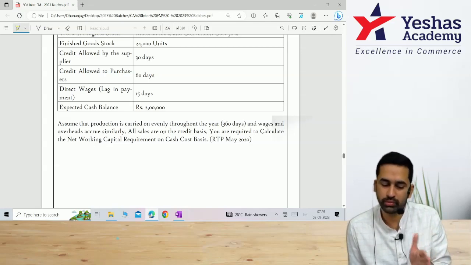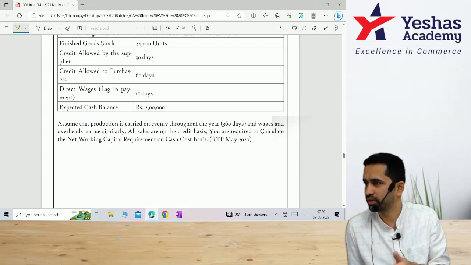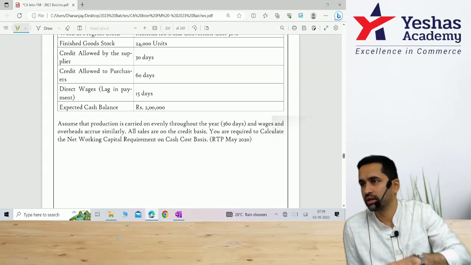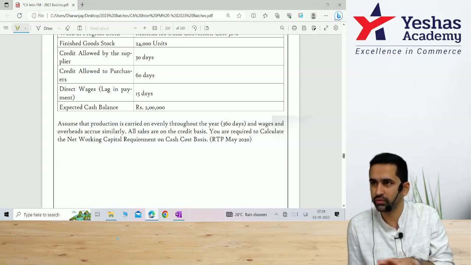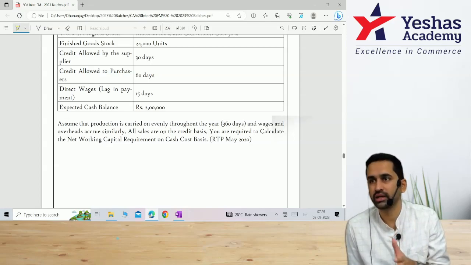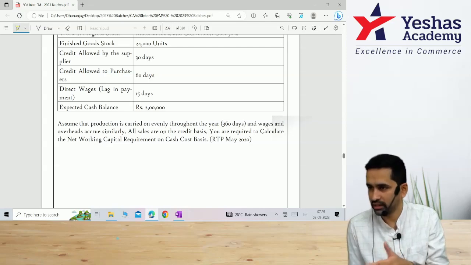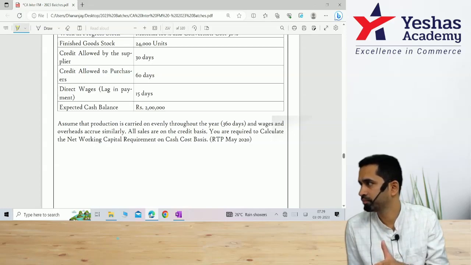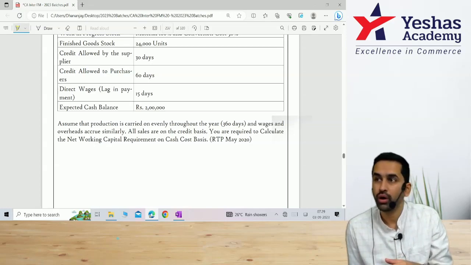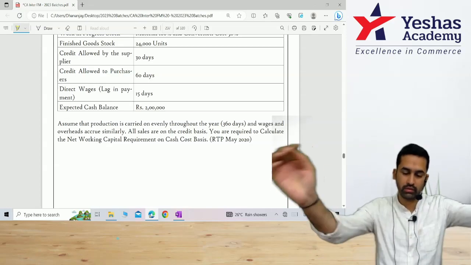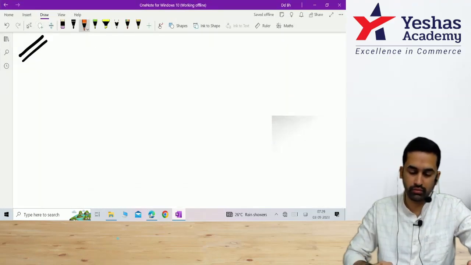So the better approach would be to consider outstanding overhead also for 15 days and give a note. Do not get confused. If you want, later I'll dictate class note. In RTP, in study material itself, in 2 different places, you'll see 2 different treatment for this. Because this line is clearly printed, overheads and labor accrue similarly, correct approach will be to take same number. If that is 15 days, this should also be 15 days. Clear? Continue. All sales are on credit basis. You are required to calculate net working capital requirement on cash cost basis.